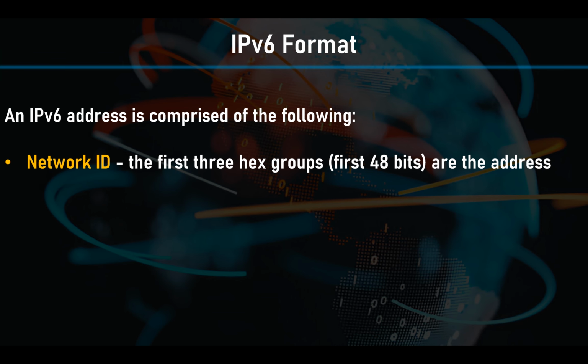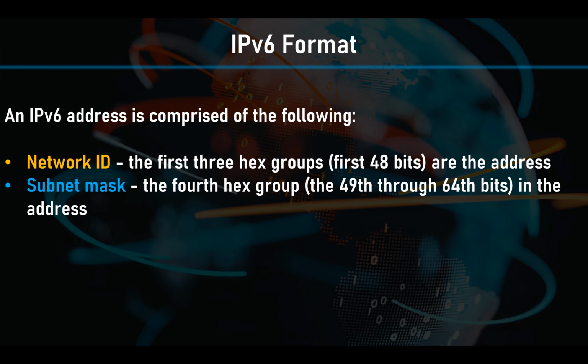Similar to IP version 4, IP version 6 is also going to have a network ID, and that's the first 3 hex groups, or the first 48 bits of the address. Then there's also a subnet mask. Whereas in IP version 4 we have the IP address, then the subnet mask, and they're going to be 2 separate things.